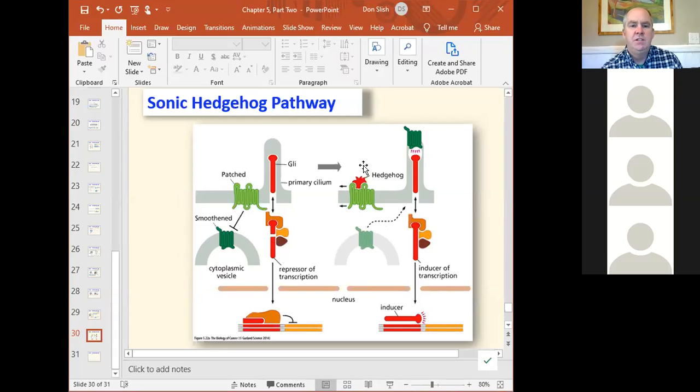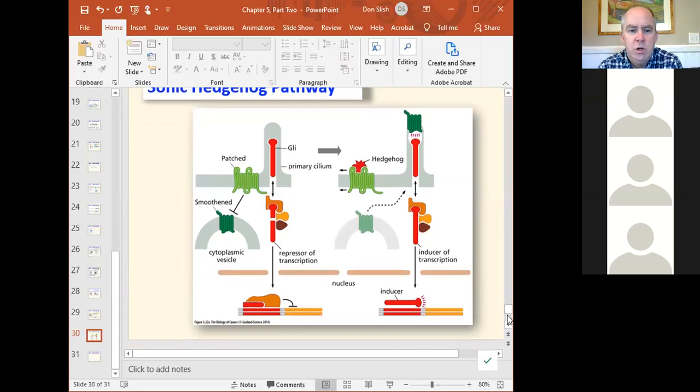When Hedgehog is around, Hedgehog binds to Patched, Patched being the receptor. Patched no longer blocks Smoothened. Smoothened then, if you're in cell biology, beta arrestin is involved in this, if you can imagine, fuses into the membrane. It then moves up into that primary cilium, and it allows the GLI to be released without being cleaved. So it comes out full length, and it becomes an inducer. So that's the signal that's coming from the ventral side, from the notochord, and from the ventral side of the neural tube.